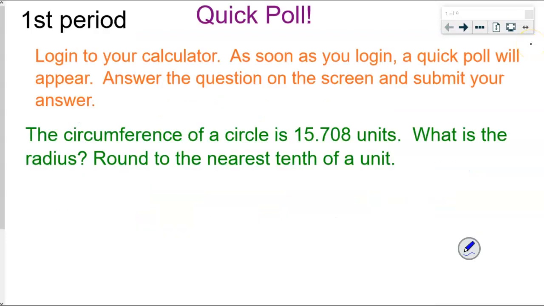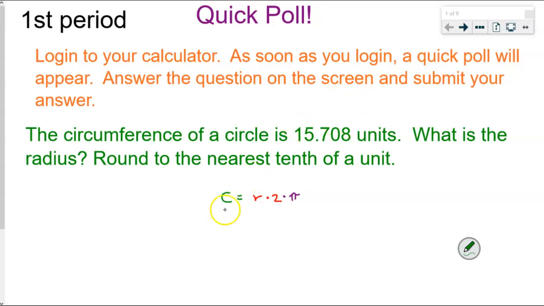The circumference of a circle is 15.708 units. What is the radius rounded to the nearest tenth of a unit? I remember from our previous lessons that the relationship between the circumference and the radius is that we multiply the radius by 2, and then multiply by pi. When I have the radius and double it, that's the diameter. Diameter multiplied by pi is how I find the circumference.